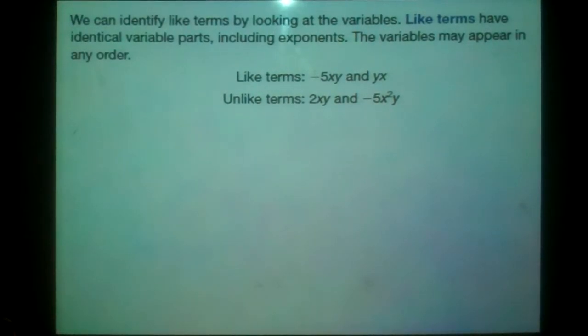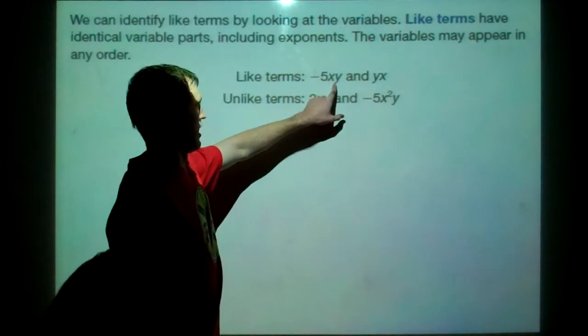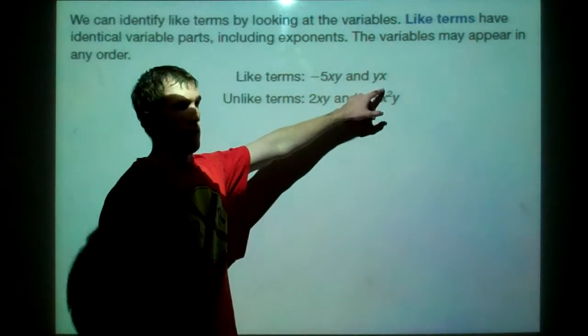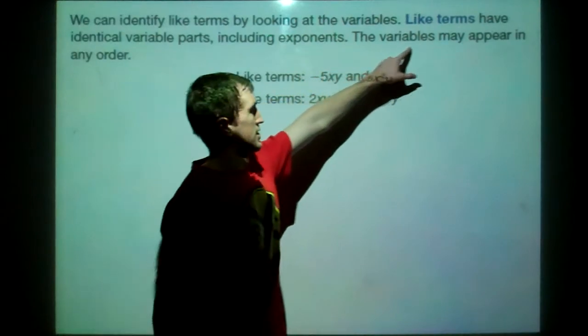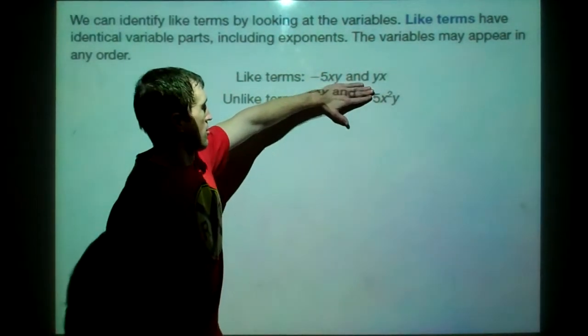We go to part 2. We were talking about what a like term is, and remember we're just talking about the variable parts. So in order to identify like terms, we're looking at just the variables. So for x and y and x, we're okay there. Order doesn't matter because it says the variables may appear in any order. These would be like terms.